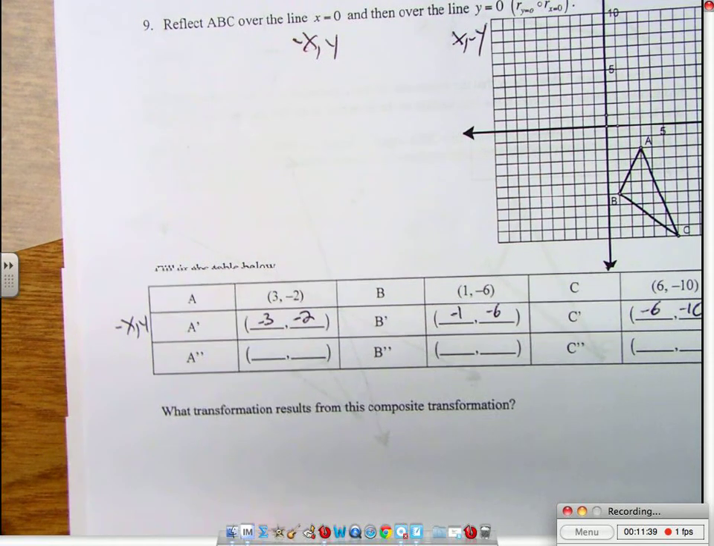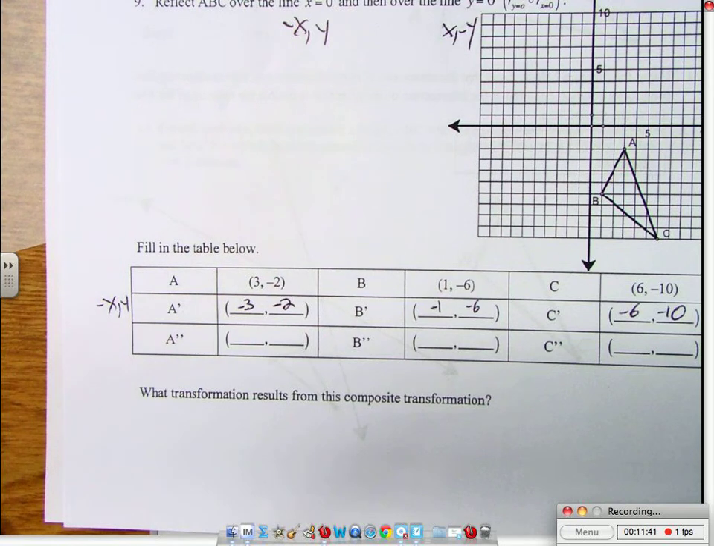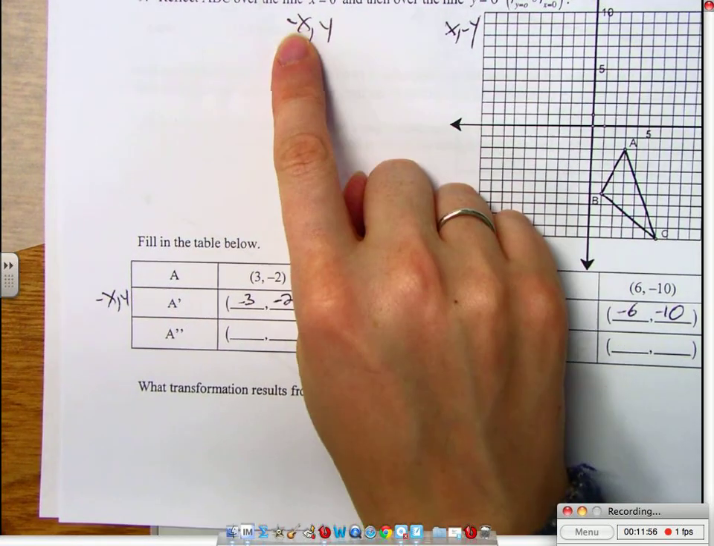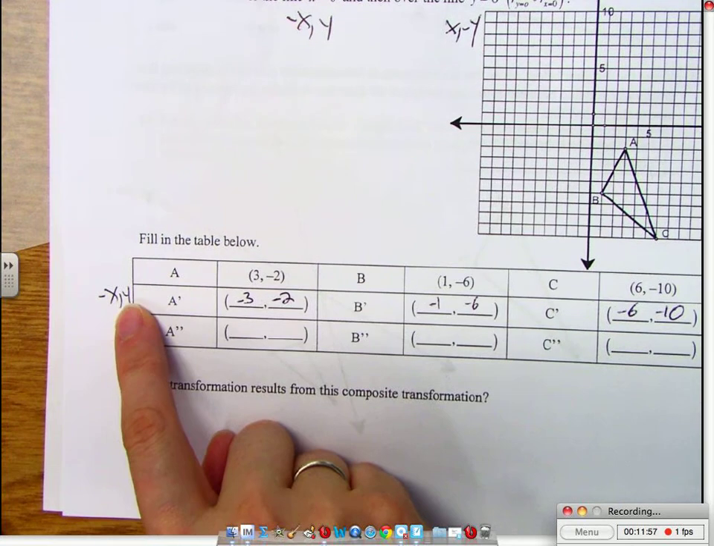Yes? This always confuses me, like with negative x. Like, why does negative... Okay, so it doesn't mean negative. It means to change the sign. So it's negative x, y. It doesn't mean the y has to have a positive number. It just means whatever it is, you leave it that way.